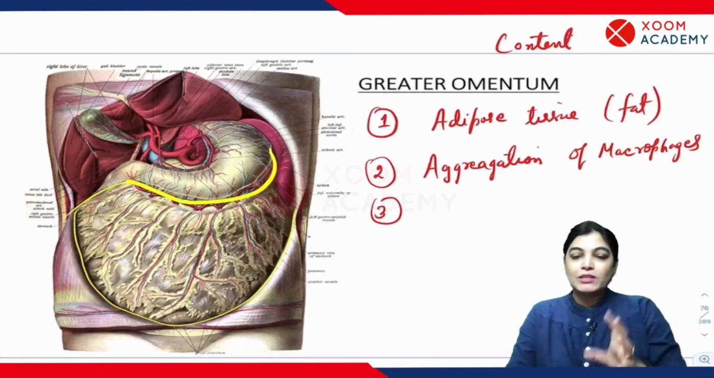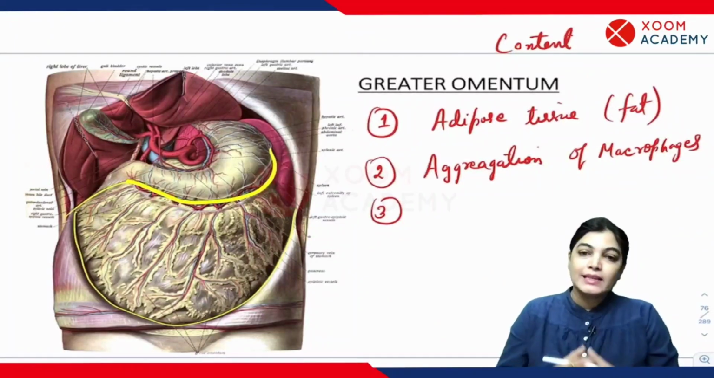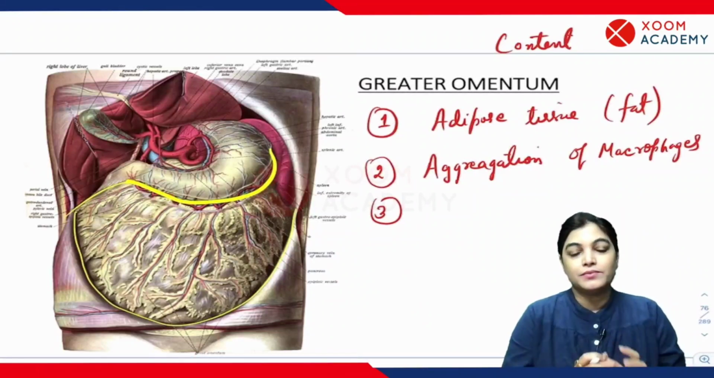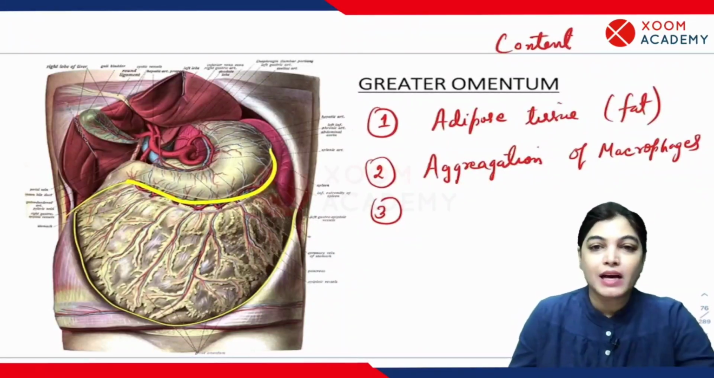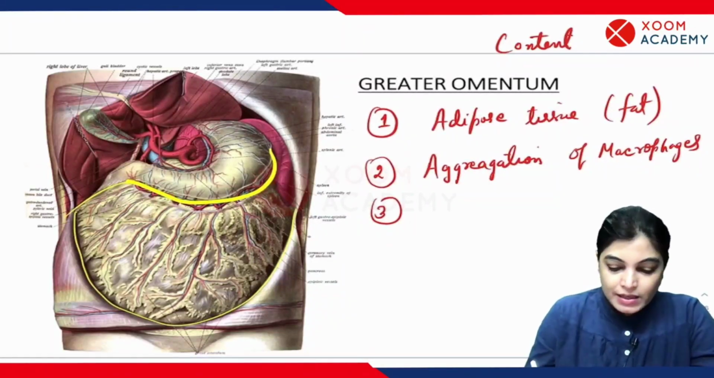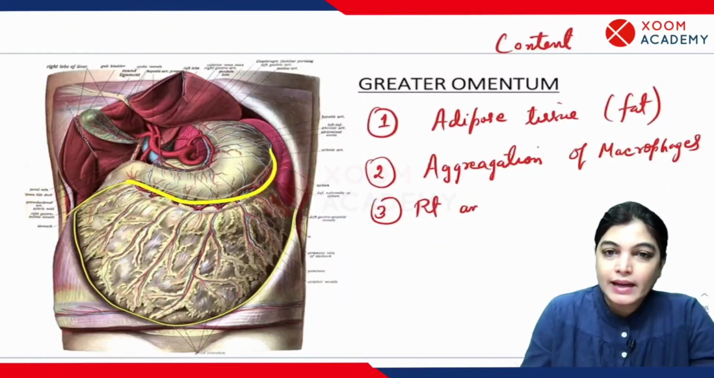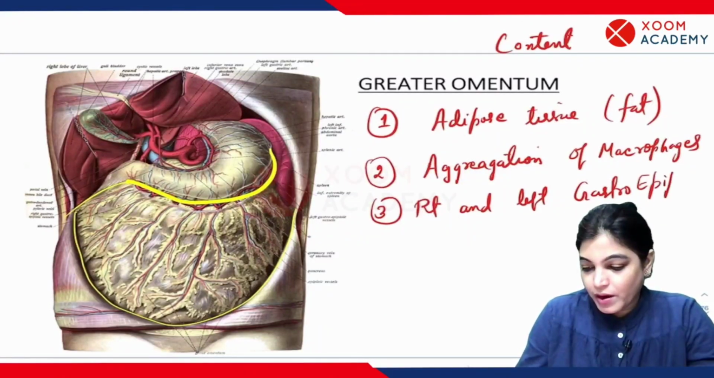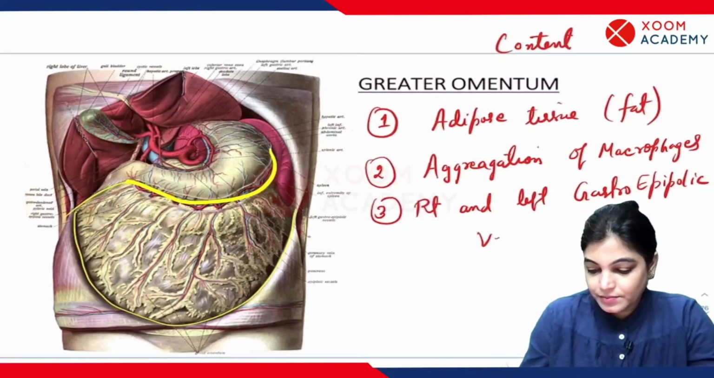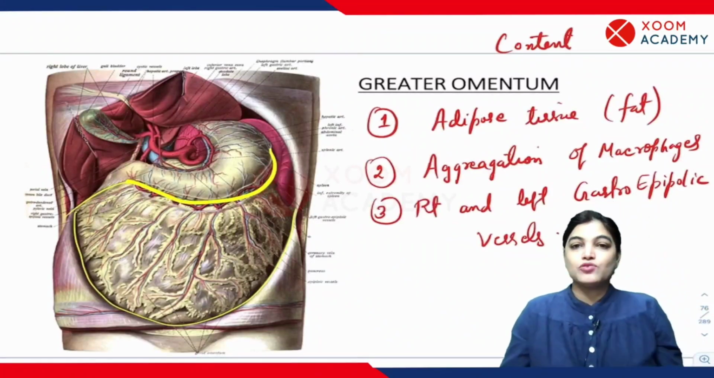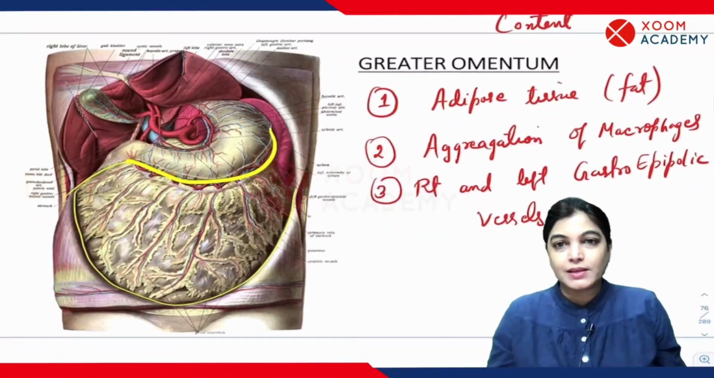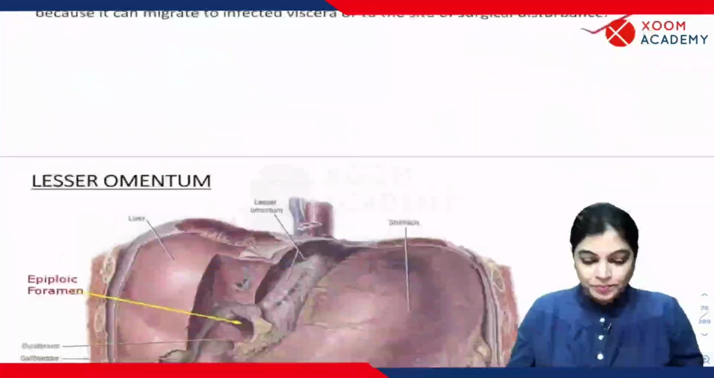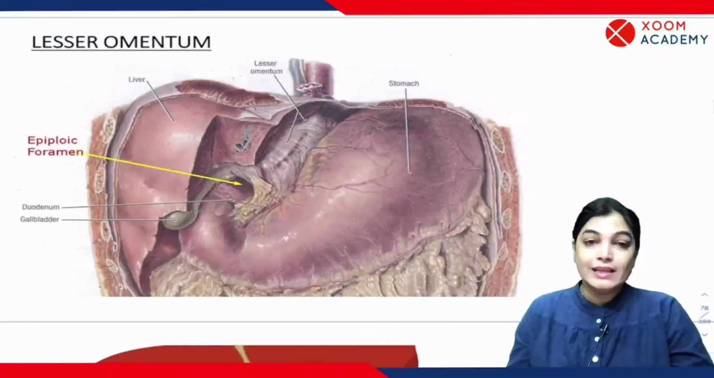Actually, these lie between the layers of the greater omentum, and these arteries anastomose. The right and the left arteries anastomose on both sides. So, it contains the right and left gastroepiploic vessels. So, done with this. Now let's talk about the lesser omentum.